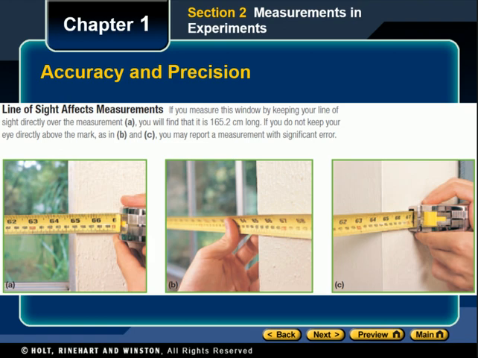Another type of error is instrument error. If a meter stick or balance is not in good working order, this will introduce error into any measurement made with the device. For this reason, it is important to be careful with lab equipment. Rough handling can damage balances. If a wood meter stick gets wet, it can warp, making accurate measurements difficult.